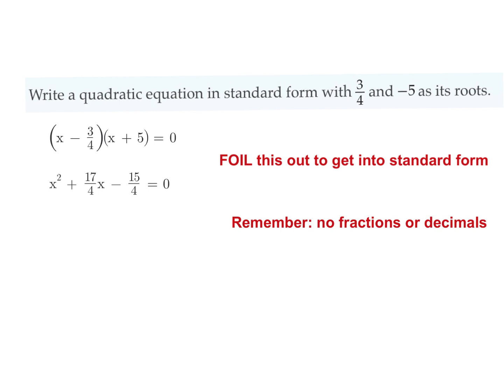Now I've taught you how to get rid of fractions. What am I going to have to do to get rid of these 4s? Yeah, times everything by 4. Now, the other thing, and I'll show you this in a second. So if I just multiply by 4, then this becomes 4x squared, and these 4's cancel out, and we get 4x squared plus 17x minus 15.